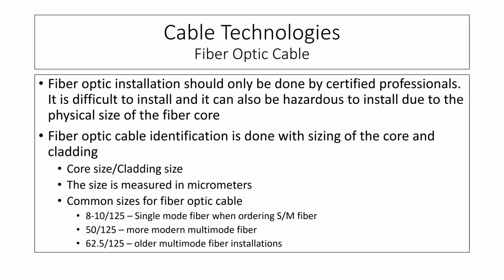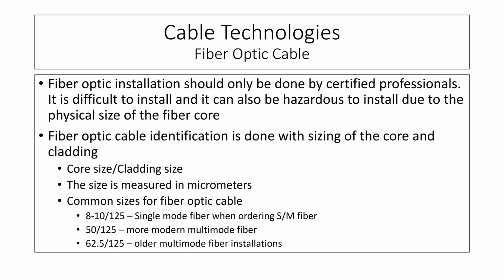Fiber optic cable can be identified by the sizing of its core and cladding. So it's core size over cladding, and it's measured in micrometers. Common sizes for fiber optic cable: single mode is 8 to 10 microns of core and 125 microns of cladding.